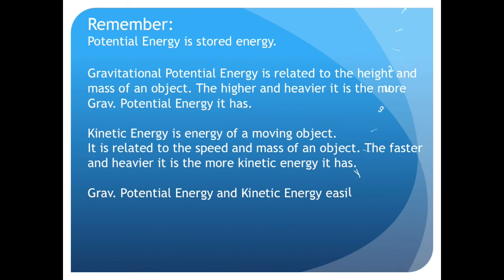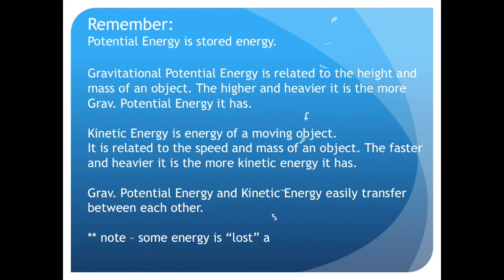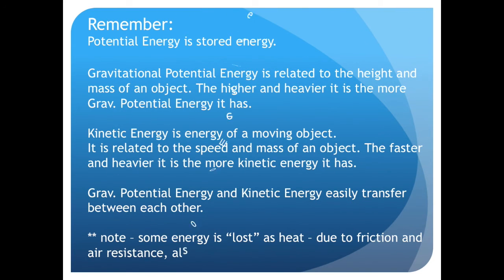Gravitational potential energy and kinetic energy easily transfer between each other. And make sure you note that some energy is lost. Remember, it's all conserved, but some is lost as heat, and that's because of friction and air resistance. And sometimes it goes into sound, so you can hear a roller coaster travelling along the tracks, so some of that energy is going out as sound. So it's not all perfect because of friction and air resistance and sound energy, but basically, in a mathematical sense, all the energy has to be conserved. It's just that we lose some as heat.